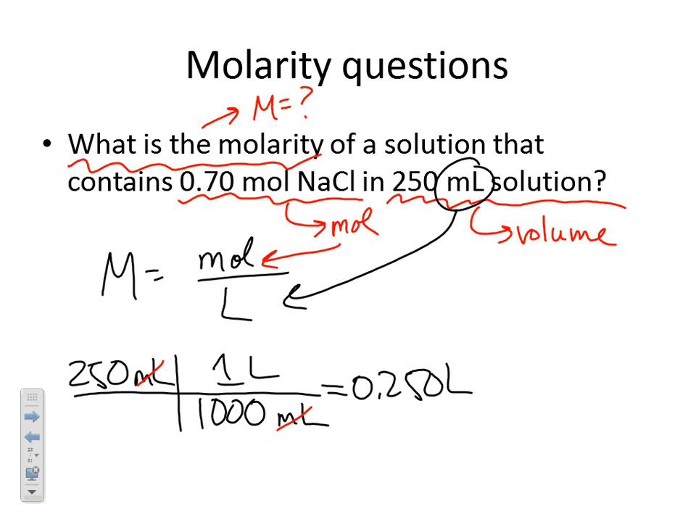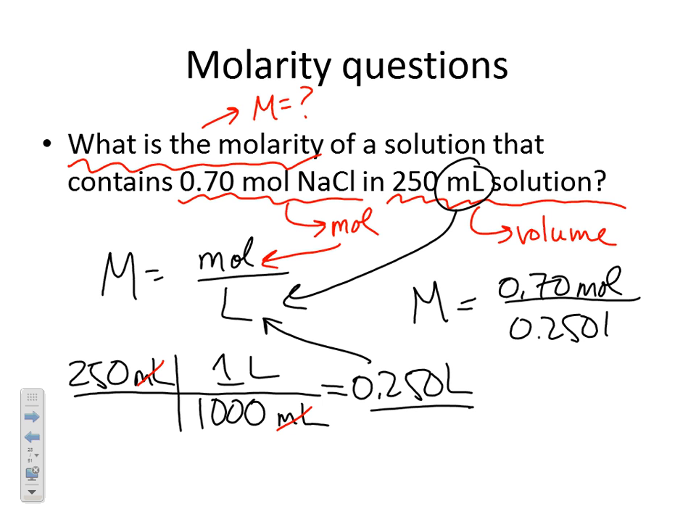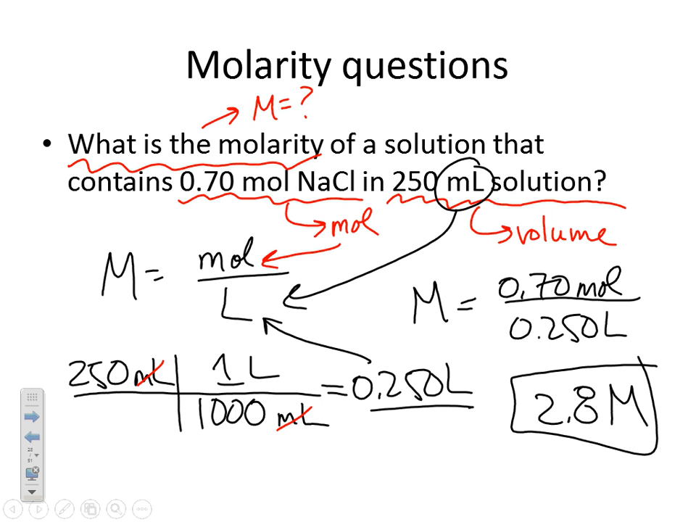Having done that, now I can plug this value into the molarity equation and solve for molarity. So molarity, in this case, is going to be equal to the 0.70 moles of your solute divided by the 0.250 liters of solution, and then it's just dividing them, and I get a molarity of 2.8. Capital M is the unit for molarity, and the way I would pronounce that is 2.8 molar. This is a 2.8 molar solution of sodium chloride.